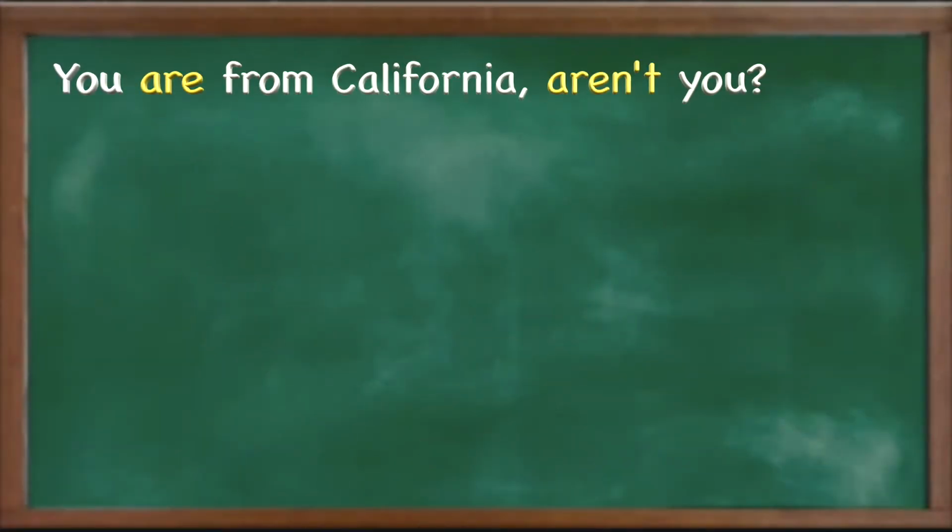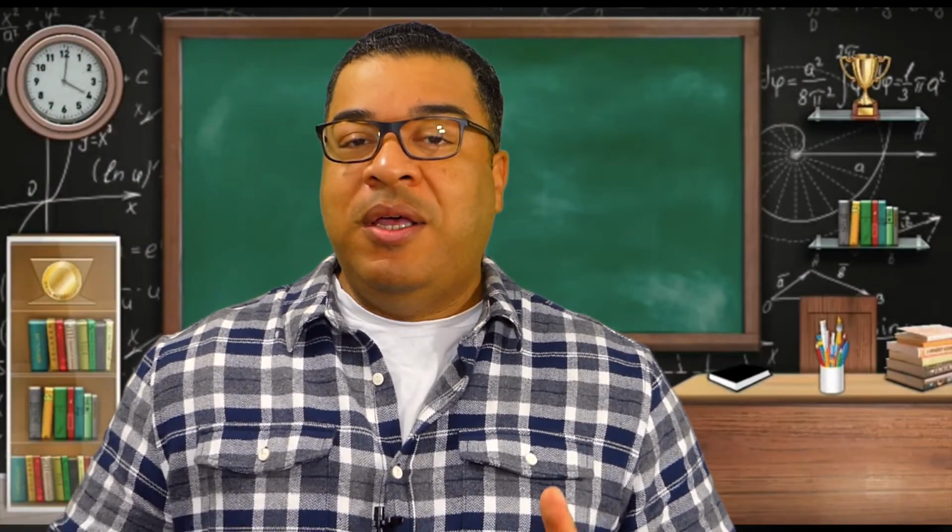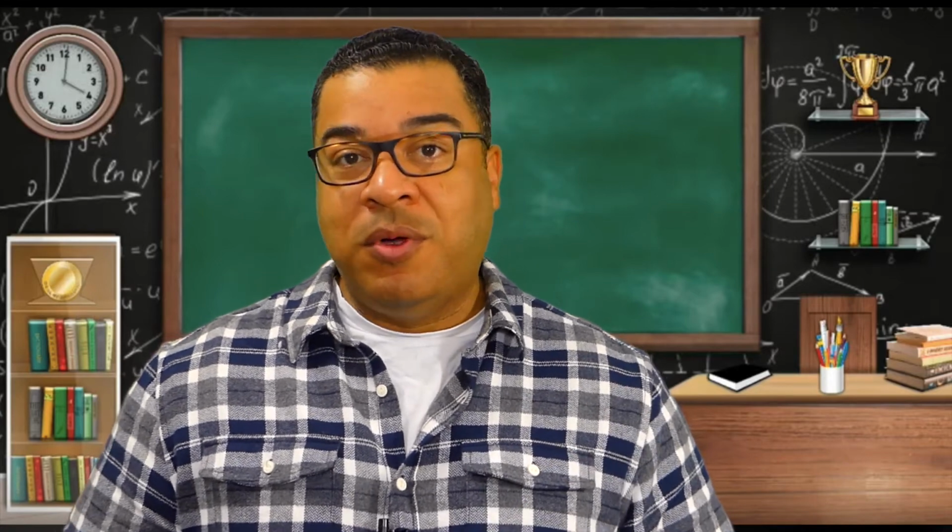You are from California, aren't you? So here, the auxiliary verb would be are. So you see how it changes? In the beginning, it's are, but at the end of the sentence, it's aren't. Please remember, after a positive statement, we need to use a negative tag. In the beginning part, you are from California, that is a statement. But at the end, if you change it around and put aren't you, you make it into a question. Now, I know that sounds a little bit complicated, but I promise you, we're going to do a lot of these, and by the end, you will be very clear.